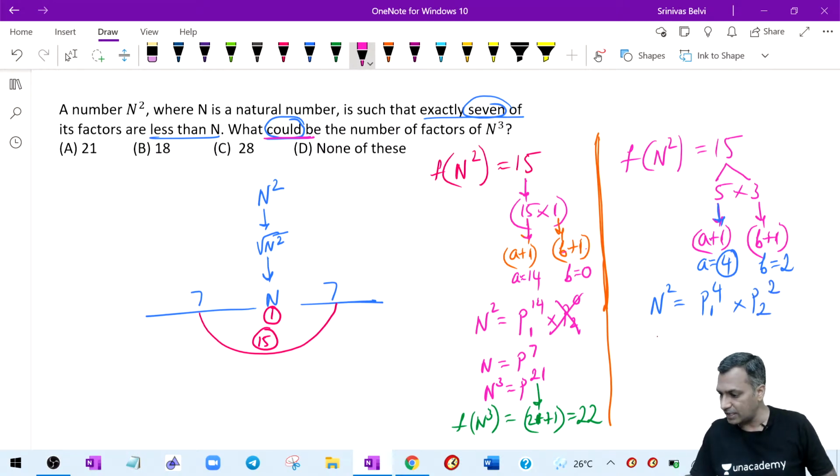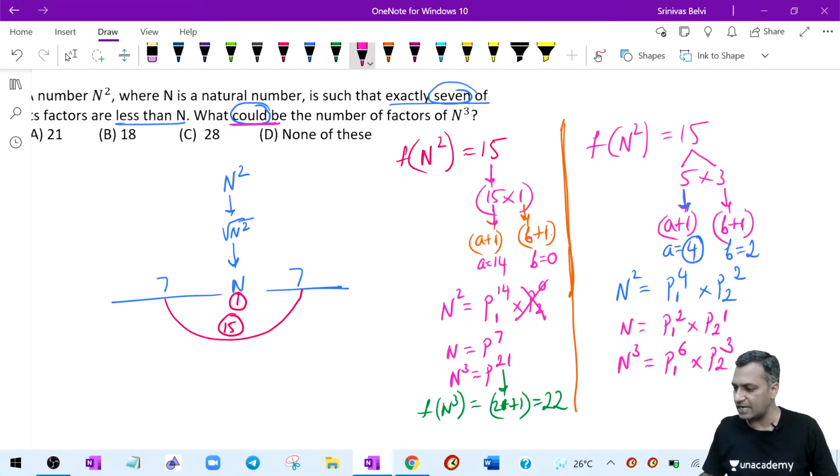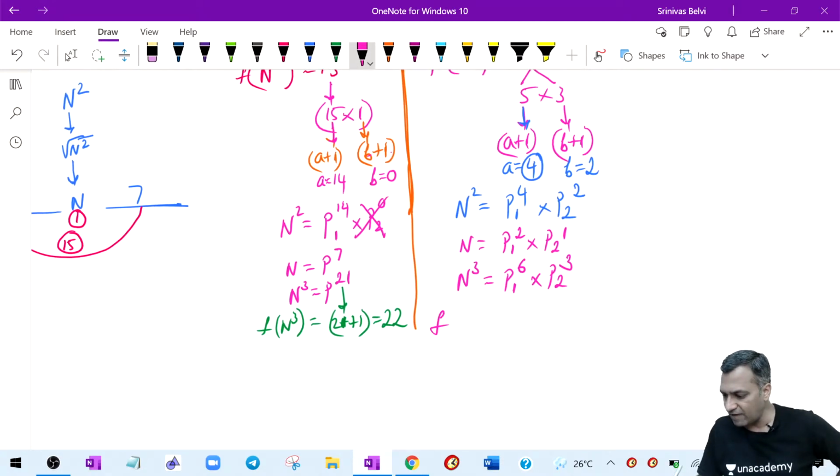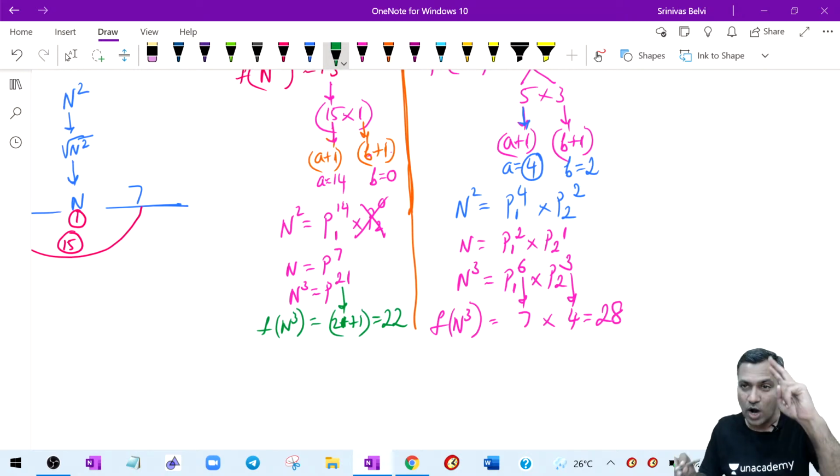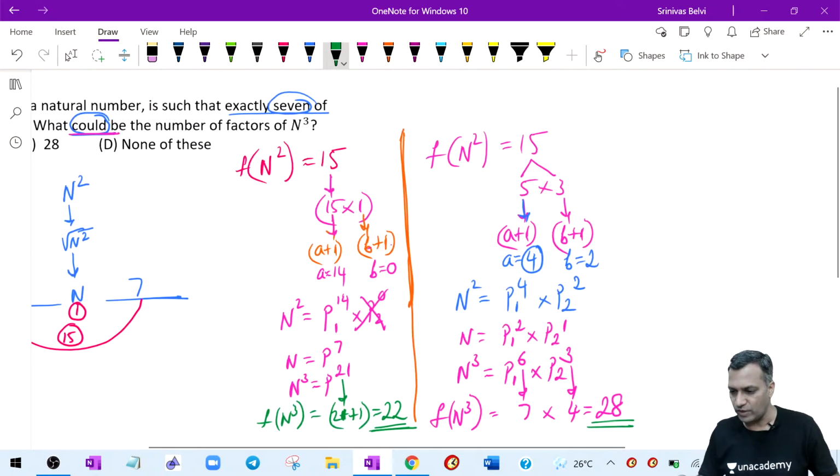Great. Therefore, what is n then? N is equal to prime 1 raised to power 2 and prime 2 raised to power 1. Okay, what is n cube? N cube is prime 1 raised to power 6 and prime 2 raised to power 3. That is n cube then. From here, what are the factors of n cube? Therefore, 6 becomes 7 and 3 becomes 4. 7 into 4 is equal to 28. I have two answers. One answer can be 22. Another answer can be 28.